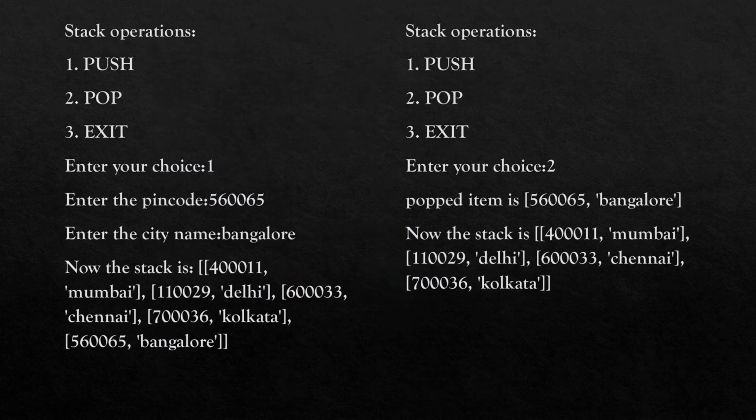Now, once you run the program, you'll get these stack operations. Let's say the enter choice is 1. That means we want to push one element into the stack. So it will ask for the pin code and city name. Let's say the pin code entered is like this, and one city name I've entered, that is Bangalore. And the new stack is like this. The new pin code and city is appended in the stack. Now, if the second operation I'm doing, that is pop operation, then the popped item from the stack is the last item that I have entered, and the new stack is like this.